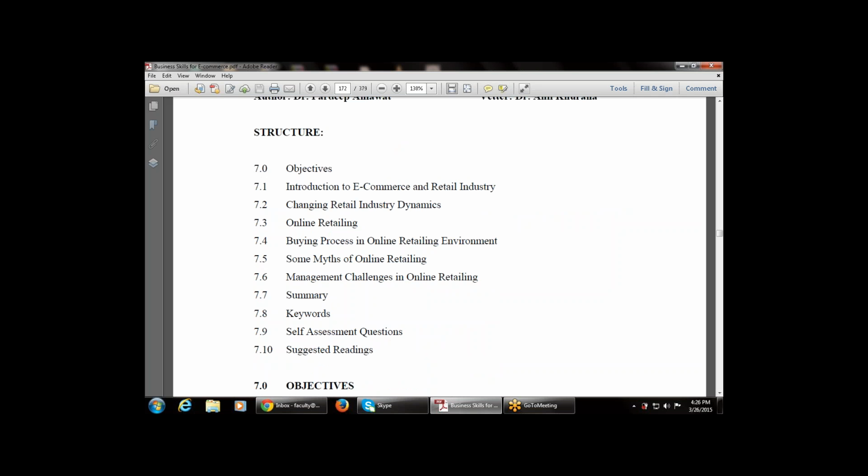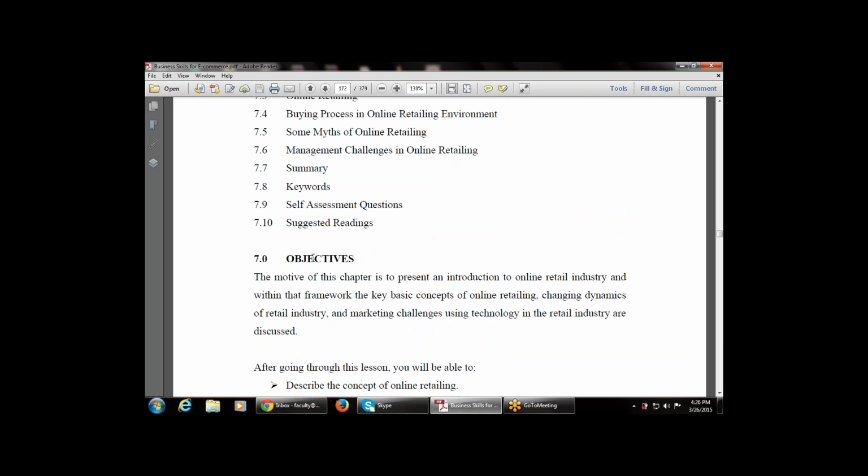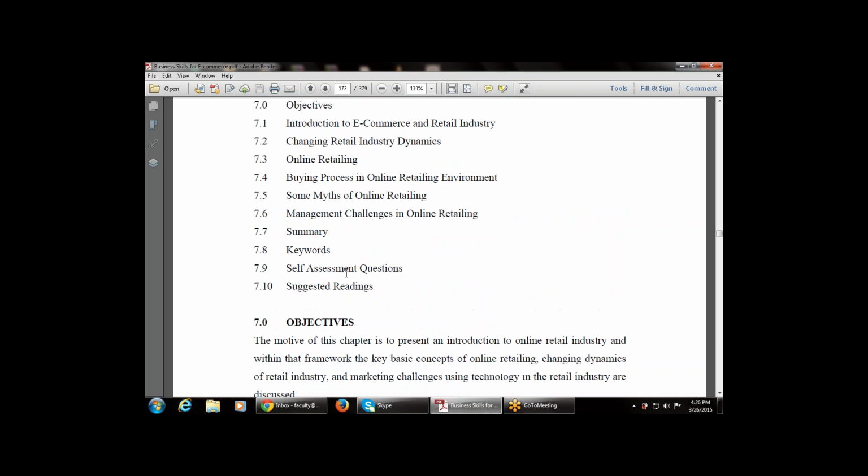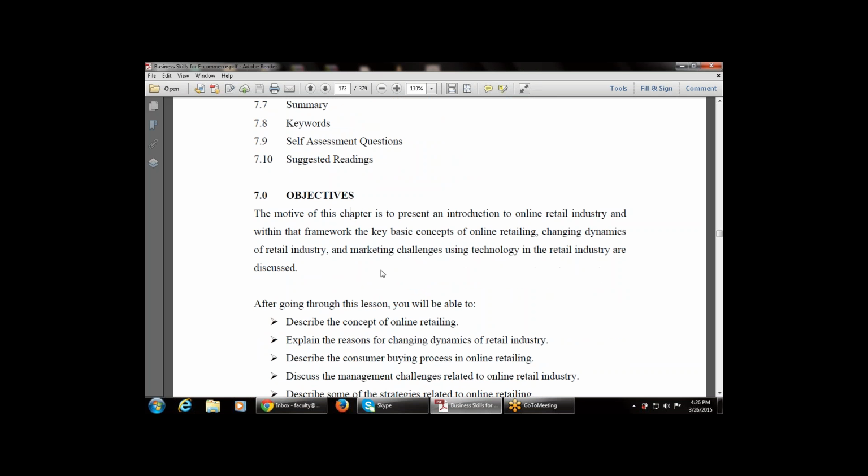First is the objective, e-commerce, changing environment, online myths, management issues, challenges in online marketing. Then again the summary, keywords, questions, and the ratings. So first one is the objective. We have discussed what the objective is, that is how e-commerce is related to online retailing, and how to handle the changing dynamics and marketing challenges using technology.